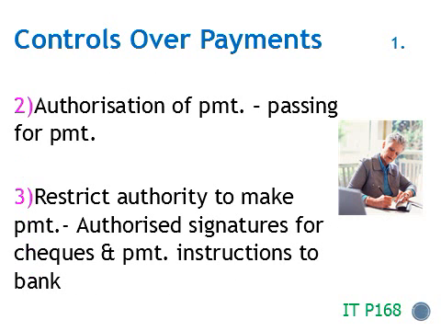Step 2. Authorization of the payment, which means giving the formal official approval to make the payment. Step 3. Restricting the authority to make the payment to only certain individuals by means of authorized signatures for checks, and payment instructions to the bank.